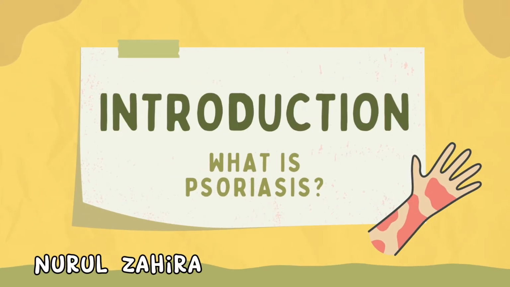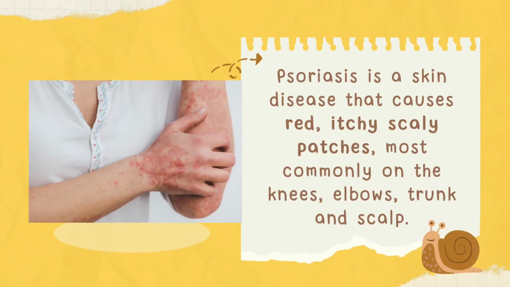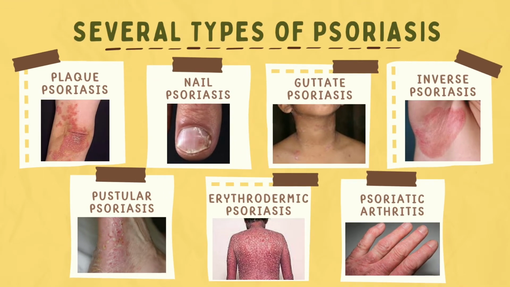Introduction. What is psoriasis? Psoriasis is a skin disease that causes red, itchy, scaly patches, most commonly on the knees, elbows, trunk, and scalp. There are several types of psoriasis. Plaque psoriasis. The most common form, plaque psoriasis, causes dry, raised, red skin patches covered with silvery scales. The plaques might be itchy or tender, and there may be few or many. They usually appear on elbows, knees, lower back, and scalp.